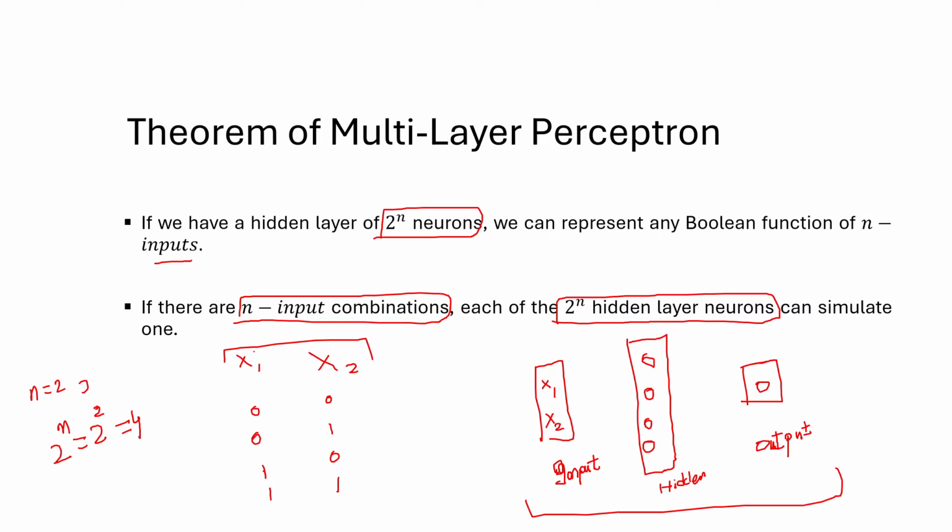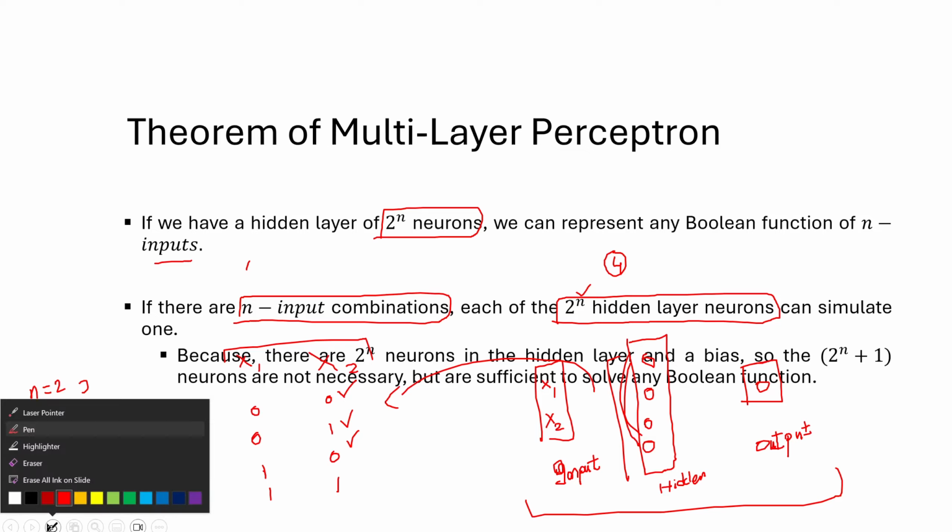There are two inputs, so there are a total of 4 input combinations, and each of the 2 raised to the power n hidden layer neurons will simulate one. So we have 4 neurons in the hidden layer, and there are a total of 4 input combinations for 2 inputs. For example, this combination could be simulated through one neuron among these 4 neurons, and the other one through another neuron. The third input combination could be simulated through another neuron in the hidden layer, and so forth. Meaning that one neuron in the hidden layer will simulate one possible combination.